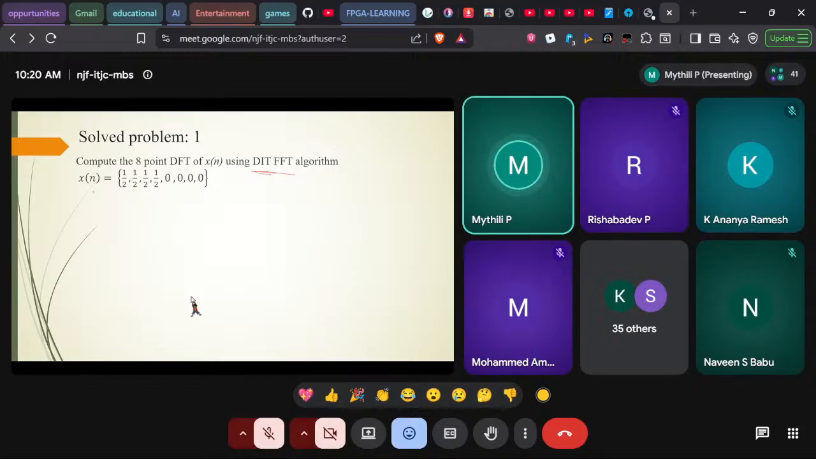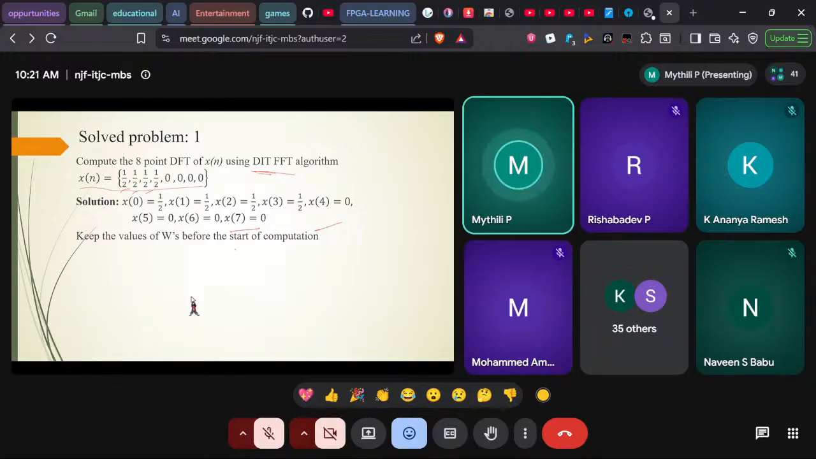So if you are given a sequence like this, the first thing you can do is write their sample numbers. Okay. Like this is the 0th sample, first sample, second sample, like that. Then you can properly put them in the algorithm. So you can see here I have written it. X of 0 is half, X of 1 is half, like that. Okay. The 7th sample is 0.